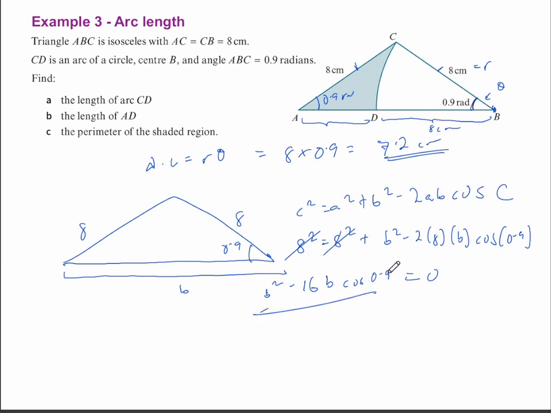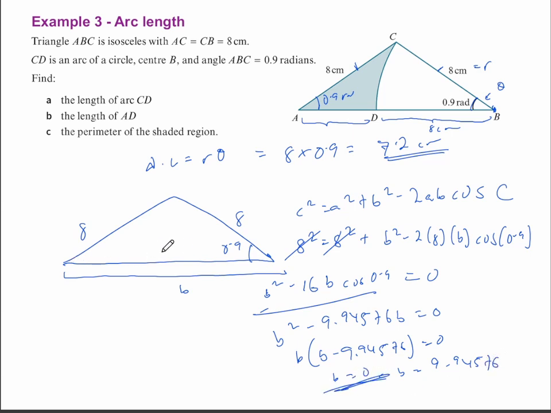Then this right here is going to be b squared minus 9.94576 b equals 0. Then to find what b is, you can factor out: b times (b minus 9.94576) equals 0. That means b equals 0 or b equals 9.94576. And obviously b cannot be 0 because it has a length, as we can see. Therefore, we take b as this right here. So this whole thing is 9.94576.